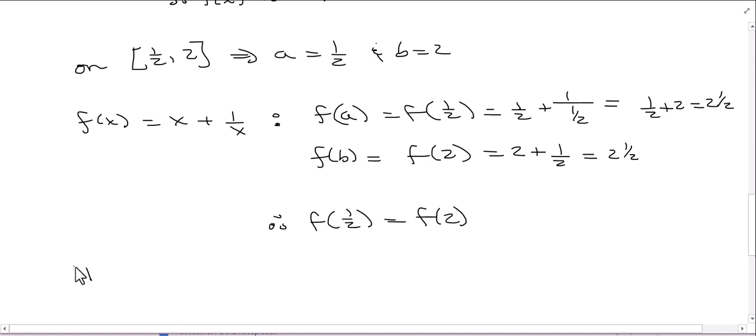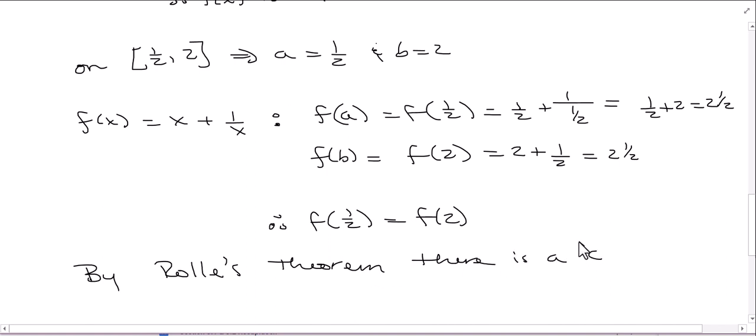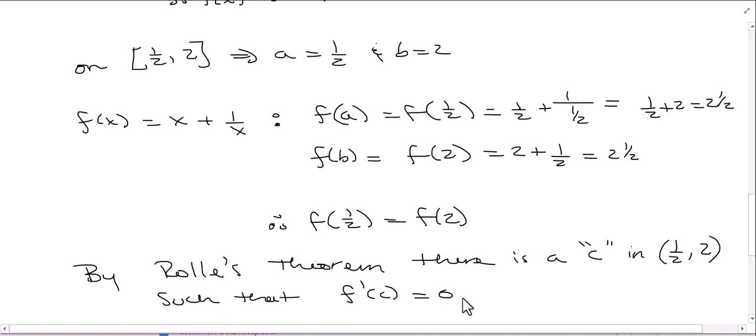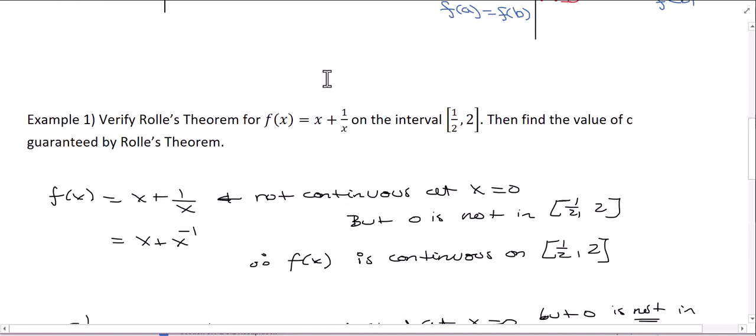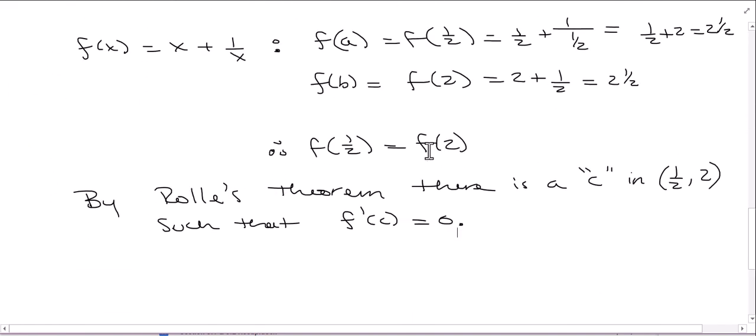And so we can say by Rolle's theorem, there exists a c, so there's a value of c in the open interval 1/2, 2, such that f prime of c is equal to 0. Now the second part, it says, what did it say? Verify Rolle's theorem for the function on that interval. Once it's verified, then find the value of c guaranteed by Rolle's theorem.